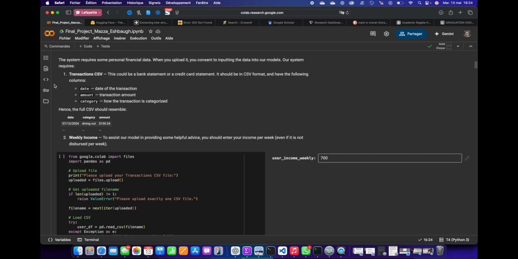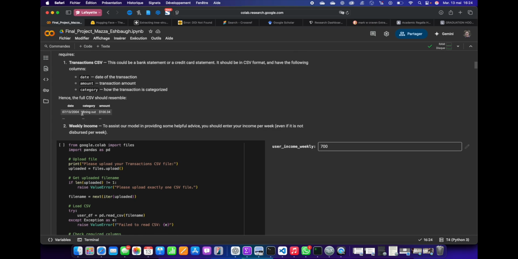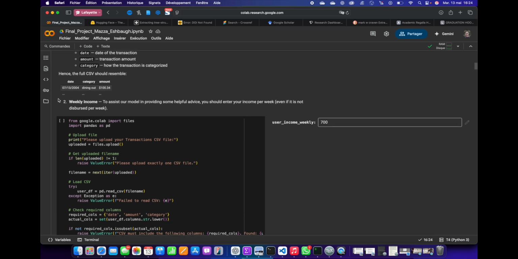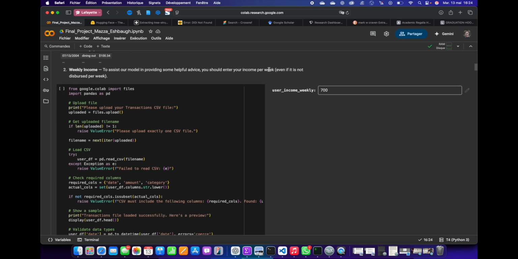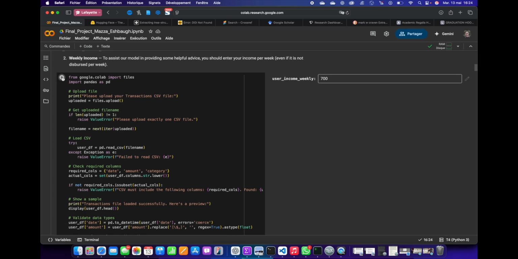The first thing that we're going to need is a CSV file that breaks down your transactions by having them have their date, amount, and category. For example, you can say that you were dining out and spent $100 on July 13th of 2004. We're also going to need your weekly income. Even if you are not paid weekly, try to estimate and average out how much you would make every week and insert that amount here. For example, we're saying you make about $700 a week.